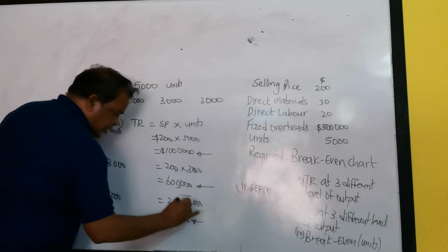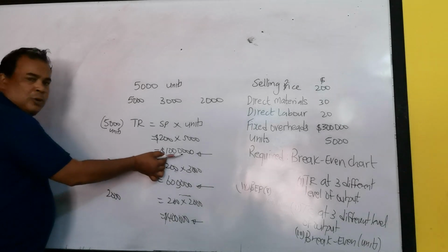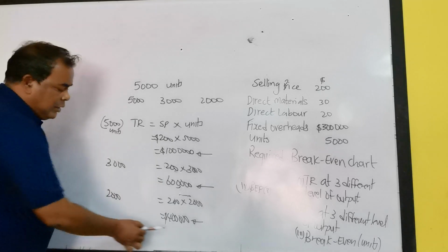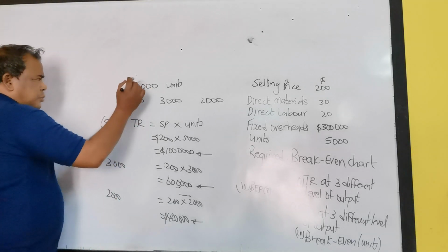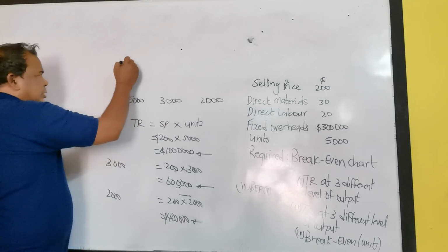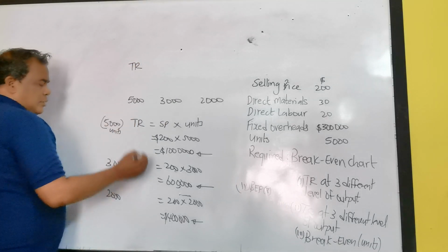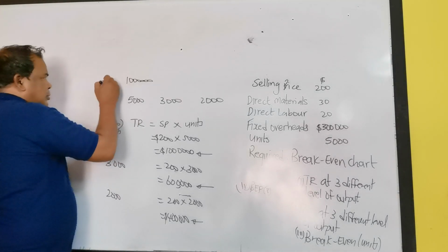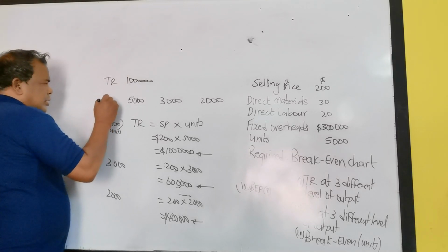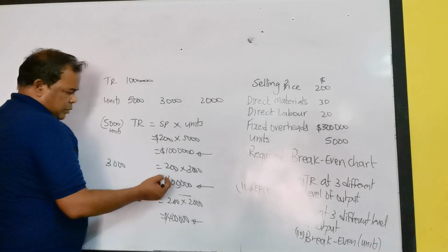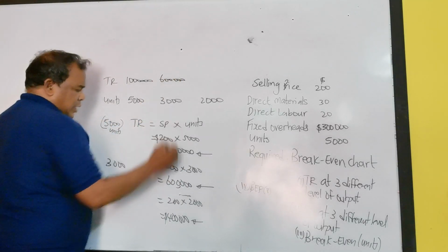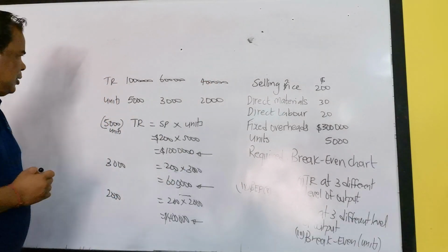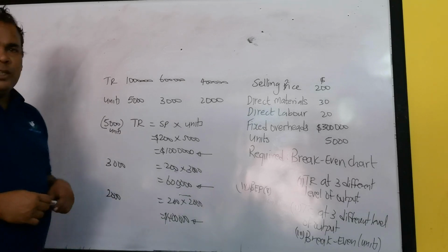So here we have the total revenue at 3 different levels of output. When output is 5,000 units, the revenue is 1 million, when 3,000 units it is 600,000, and then 400,000. So we copy it neatly and get the total revenue at 3 different levels of output.